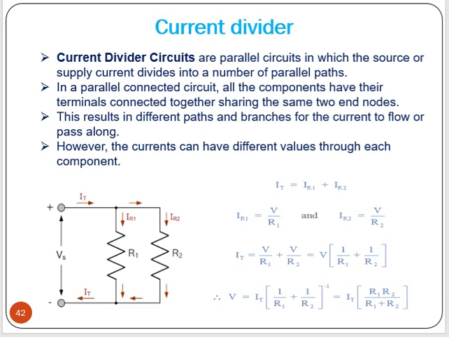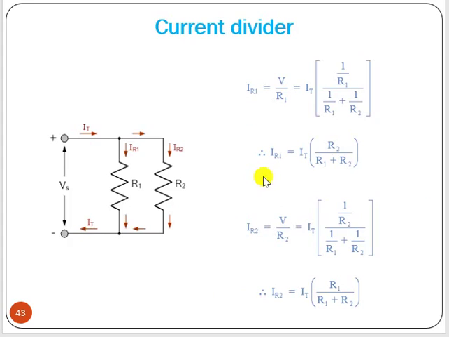Okay. Now current divider. Current divider means always in parallel. The formula is total current into other branch resistance divided by total branch resistance. This is applicable for two branches. Suppose you have to find out IR1, then it is total current IT into other branch resistance, that is R2 divided by total branch resistance R1 plus R2.